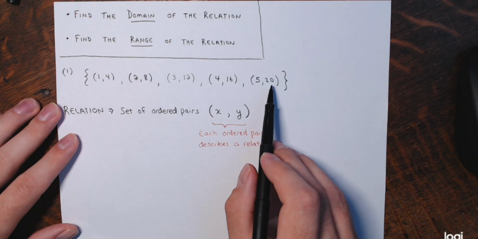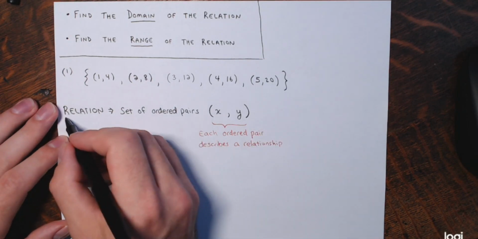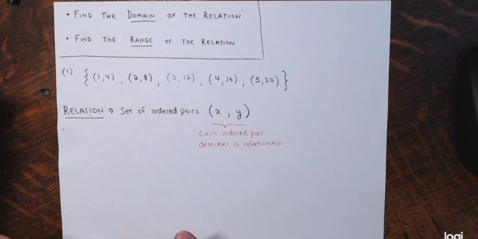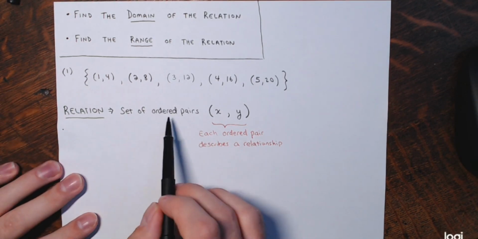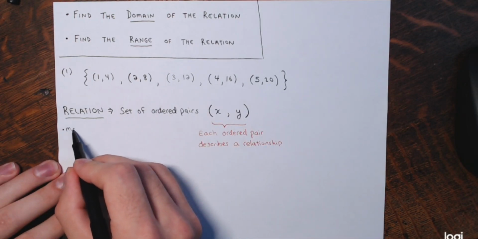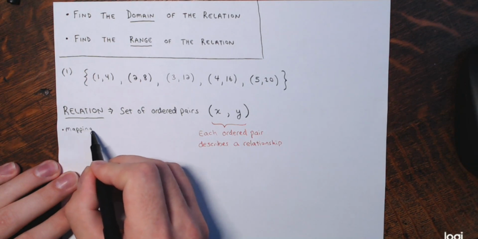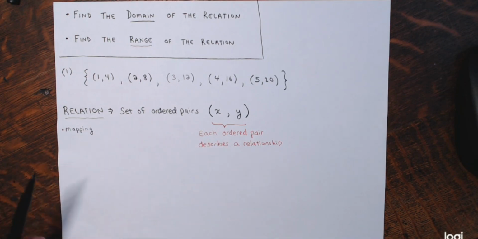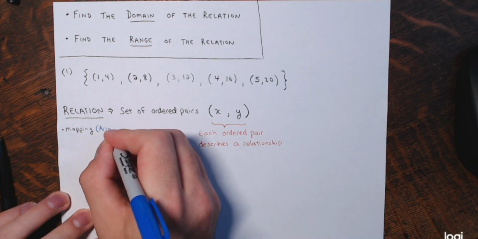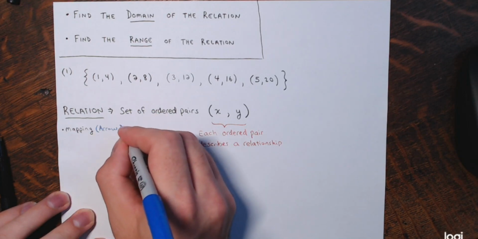Now a relation can be expressed in many ways. One is as a set of ordered pairs, which I'm seeing here. Another is what's called a mapping. Let me show you what the mapping for this relation would look like, and you'll see mappings come up in further examples later in this video. So a mapping or an arrow diagram. Sometimes a mapping is referred to as an arrow diagram.